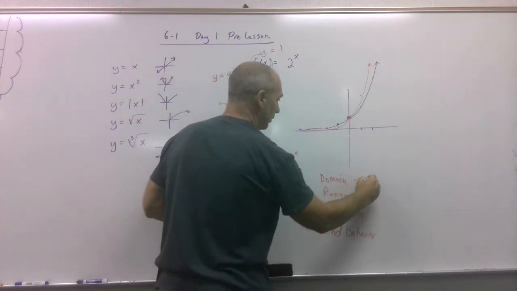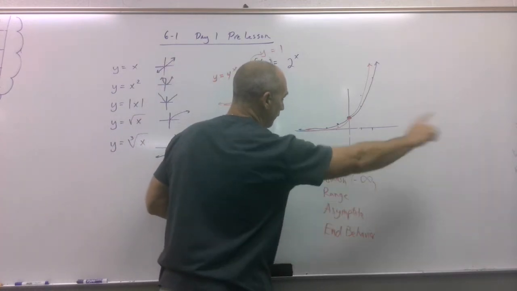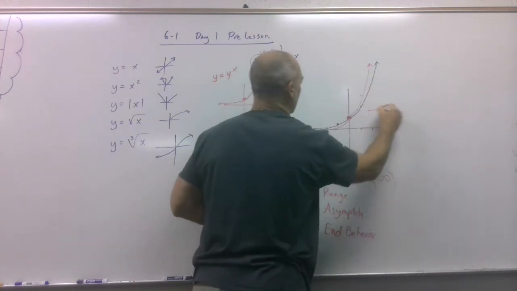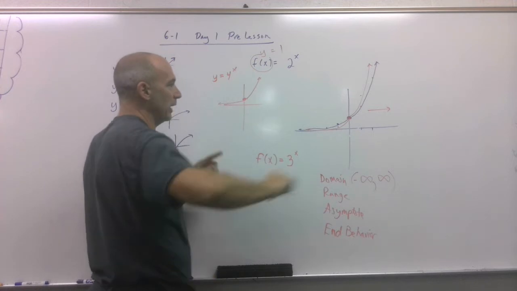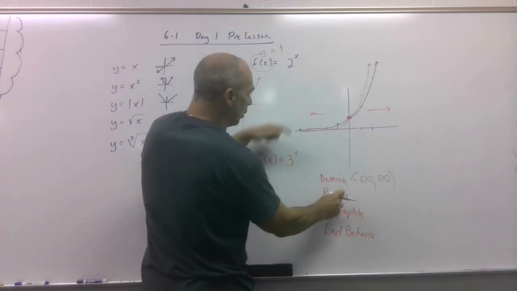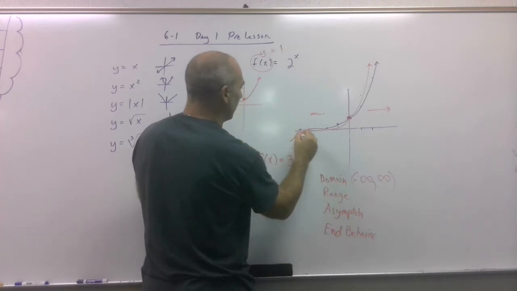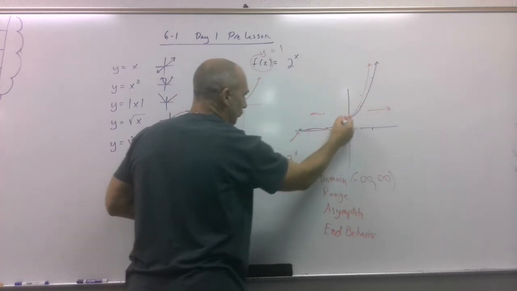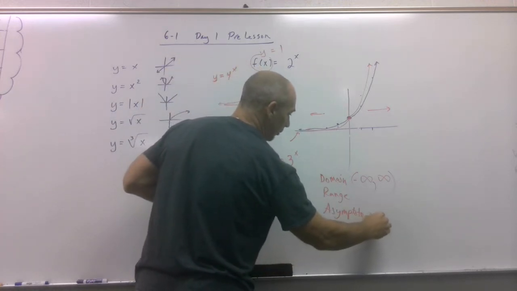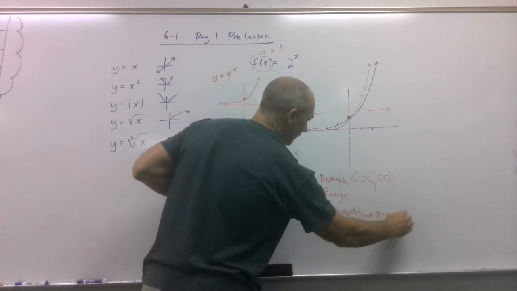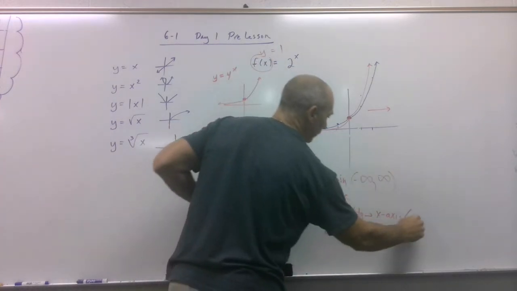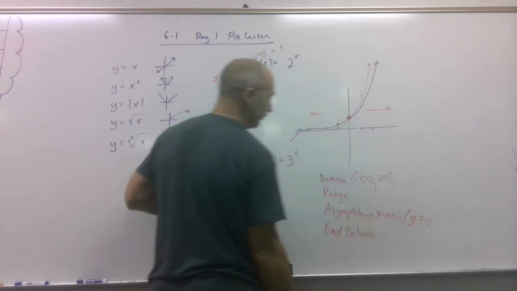So how far left does it go? Forever left. How far right? Forever to the right. Yes, it's screaming up, but we're talking about going to the right. So there's our domain. Range: how low does it go? Well, this is our asymptote. Notice the graph is trying to touch the x-axis, but it doesn't. So my asymptote is the x-axis, or you can call it what it is, a horizontal line, y equals 0.